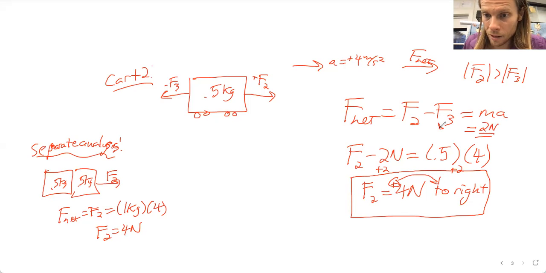So F net equals 2 newtons. F net equals F2 minus F3. So this is 2, right? So F2 minus 2 equals 2, so F2 equals 4. Cool. Don't overthink it. Just those steps one at a time.